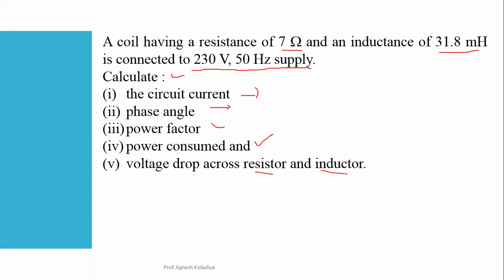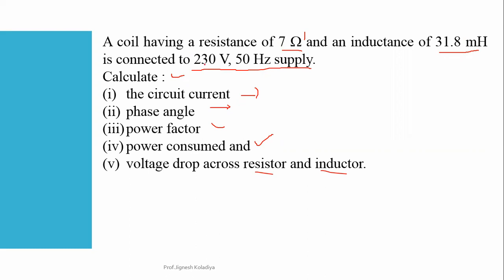In this type of numerical, let me tell you, these numericals are very important in this subject. So first of all, you have to identify the case, whether it is pure R, pure L, pure C, RL series, RC series, or RLC series. Which case is given? One resistor is there, 7 ohm, and one inductance is there, right? That means R and L both are given, so it is an RL circuit.